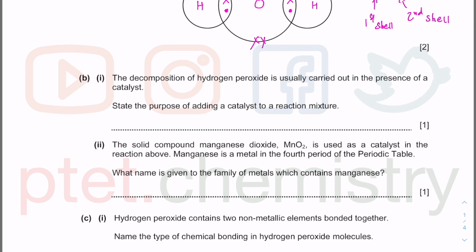The next thing, the decomposition of hydrogen peroxide is carried out in the presence of a catalyst. This is a term that we came across when we did rate of reactions. So catalysts speed up the rate of reactions. So what is the purpose of adding a catalyst? A catalyst speeds up the rate of reaction. It makes the reaction go faster.